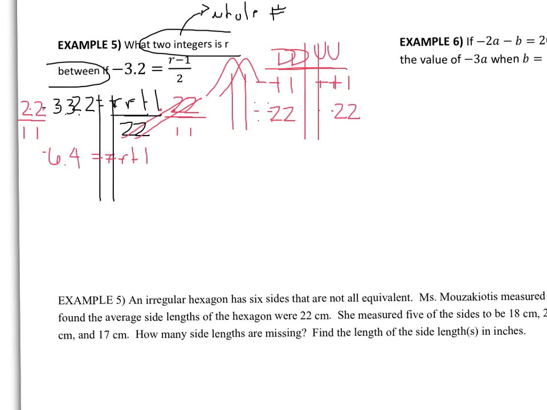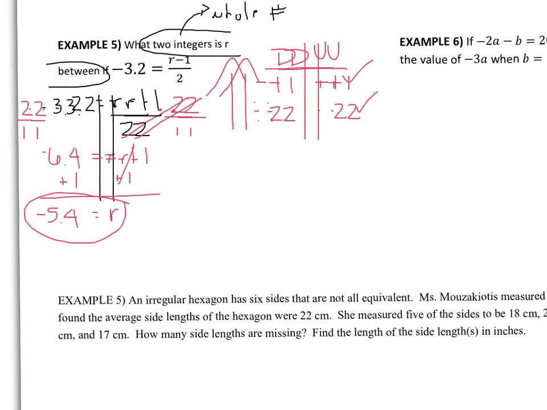Now, I've simplified. I've done my times 2 step. My next thing I want to do is add 1 to both sides. So I'm going to add 1 to both sides. These cancel out. I'm left with r equals negative 6.4 plus 1, which gives me a negative 5.4. So I've done both of my do and my undo steps. So my answer is r is negative 5.4.